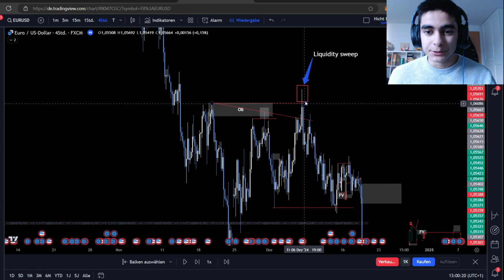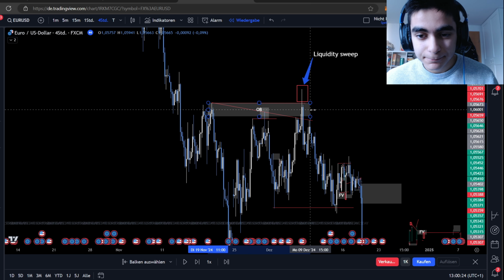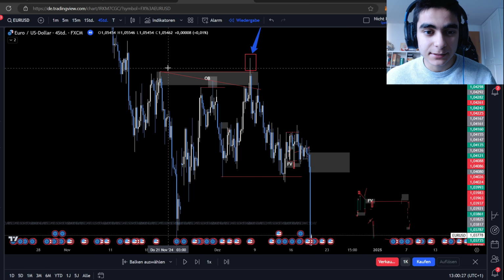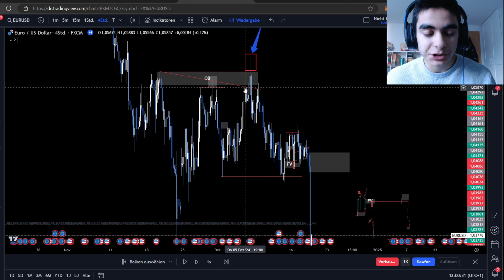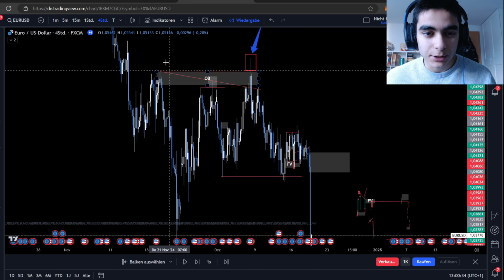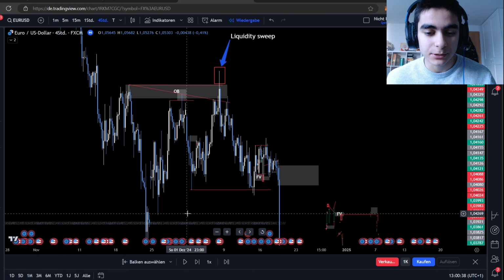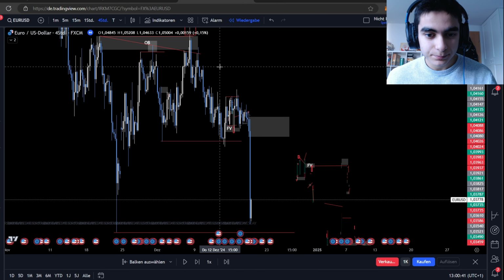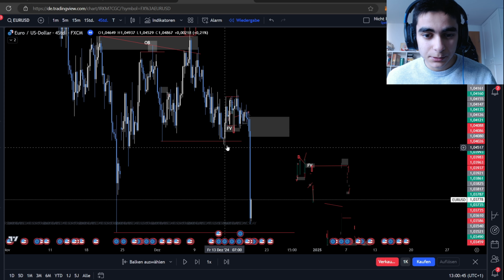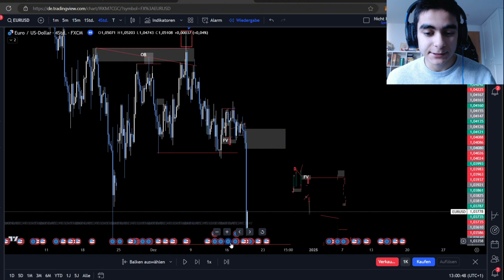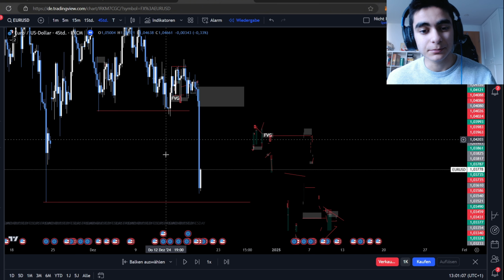You also got this inducement right here, or liquidity sweep, however you want to call it. Price took this trend line out, 1 touch, 2 touches, 3 touches, which is also an order block that formed a lower low, so it's a pretty strong liquidity sweep. We were able to break structure here to the downside, which is a good sign, and now we got a huge reaction to the downside.